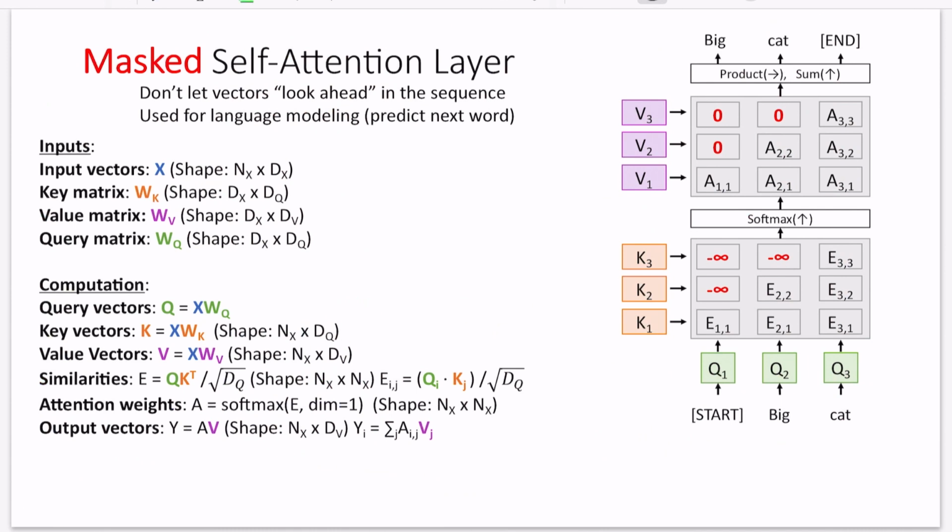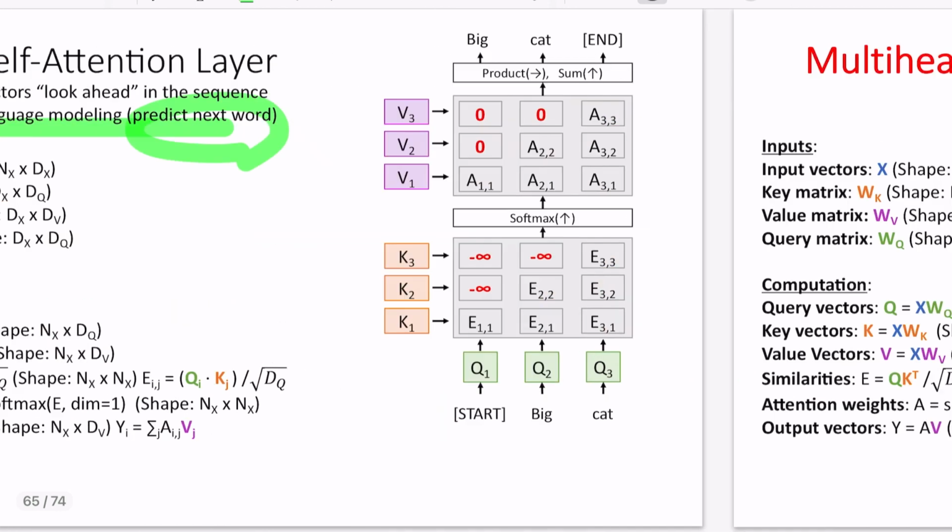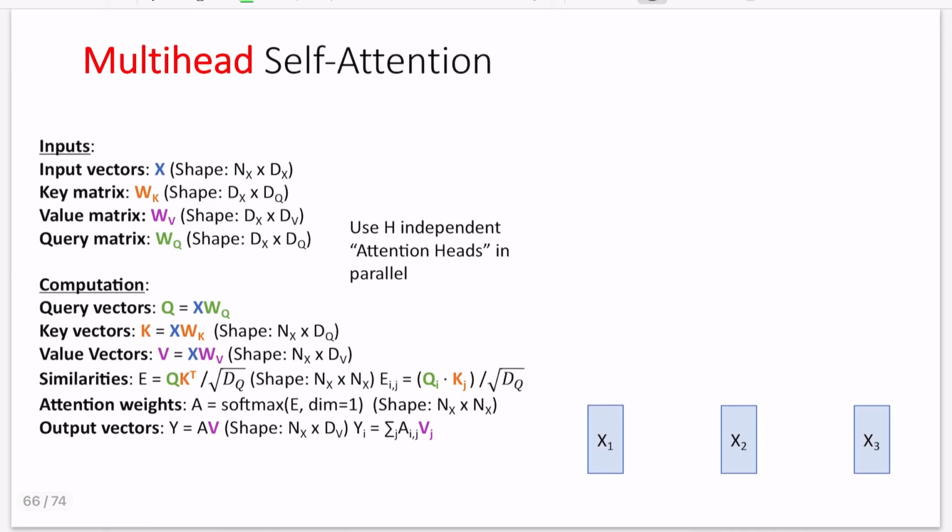Okay. Right. It's often used for language modeling to predict the next word sequentially. Right. The last one is multi-head self-attention. This is another variant, right? The idea is very basic. It is highly similar to the Google Lab.